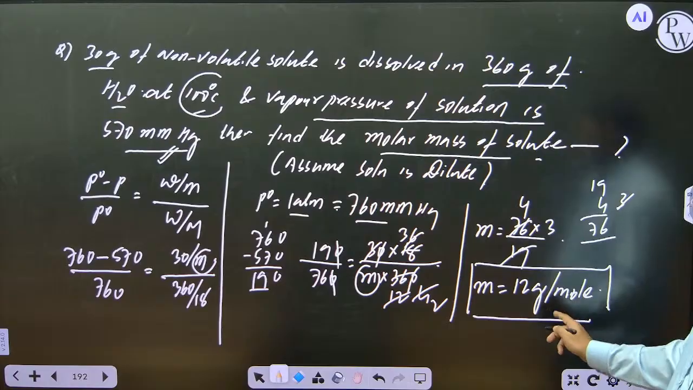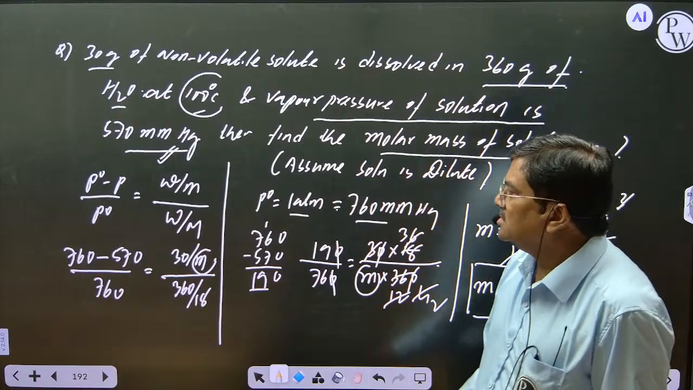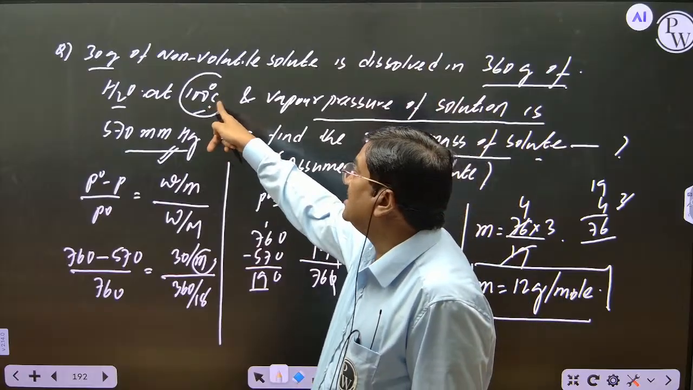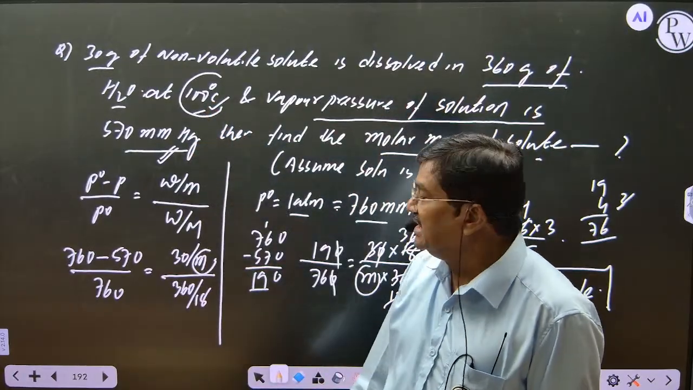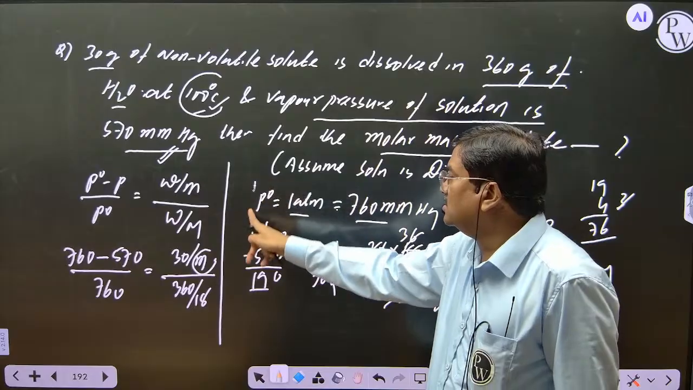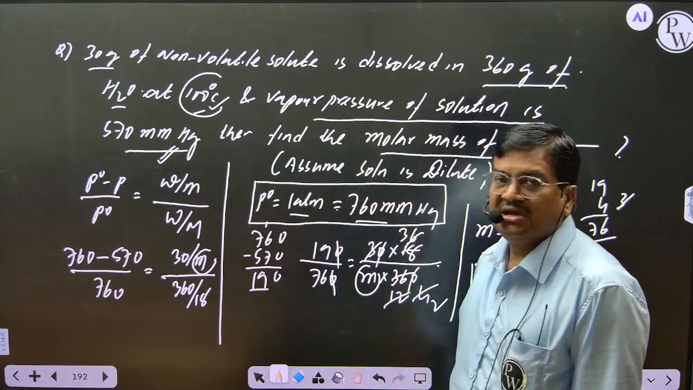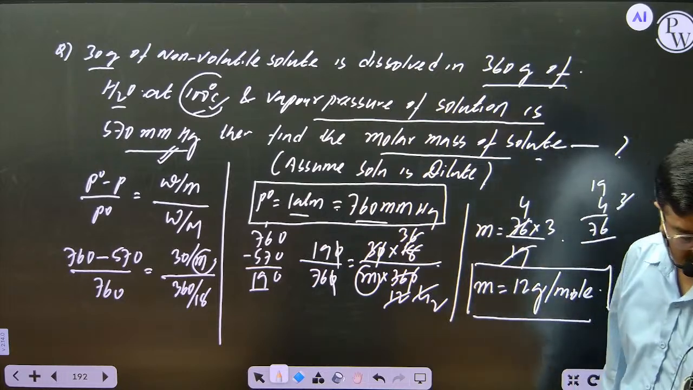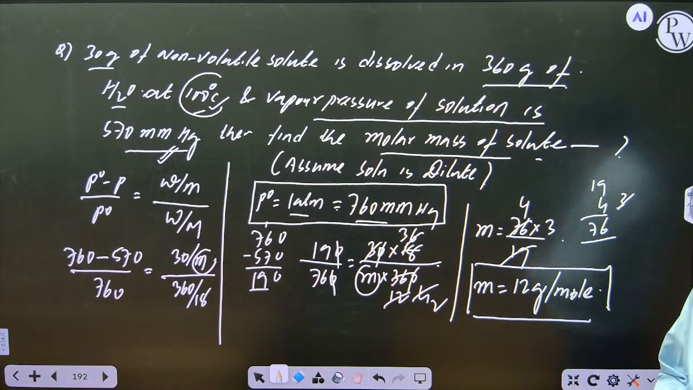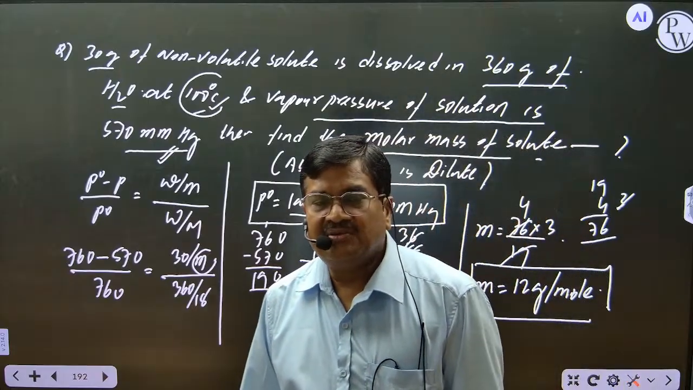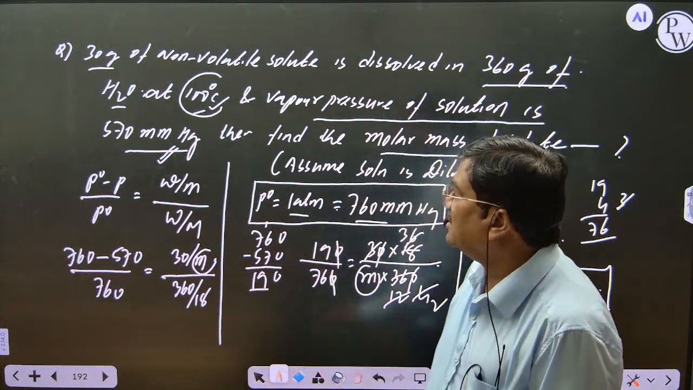So these many grams are present in 1 mole. So this is what we get from Raoult's law. See, this is important. Whenever atmospheric pressure or 100 degrees centigrade is given, it is to be known that water boils at 100 degrees at that atmospheric pressure, and we have to consider that. Understood, friends? So with this RLVP is completed. What is RLVP? Relative lowering of vapor pressure.